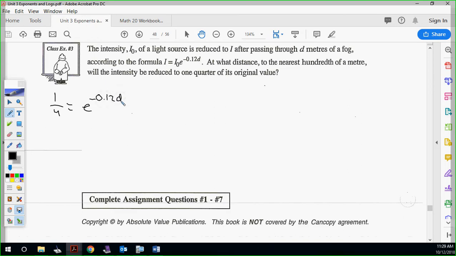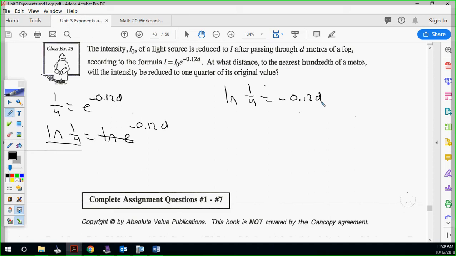Now what's helpful here is that we want to write this. You could write in log form, but log with a base of e is ln, so it's actually easier to ln both sides. So we write ln of 1/4 equals ln of e to the negative 0.12d. Why is that helpful? Because e is a value, this cancels, and this drops down. So you essentially know ln of 1/4 equals negative 0.12d, and we just have to divide by negative 0.12.